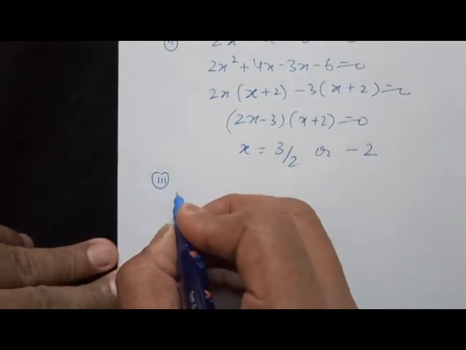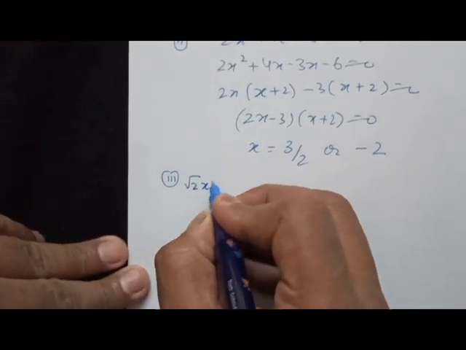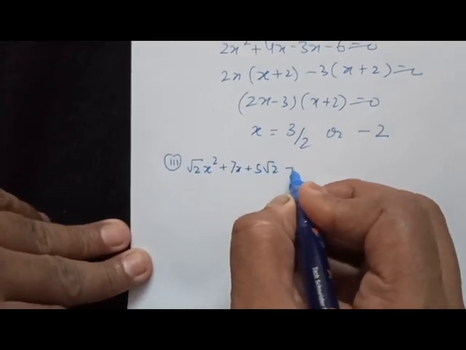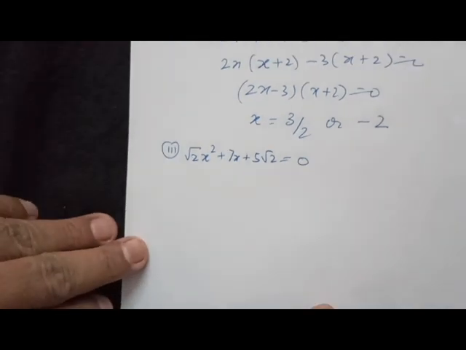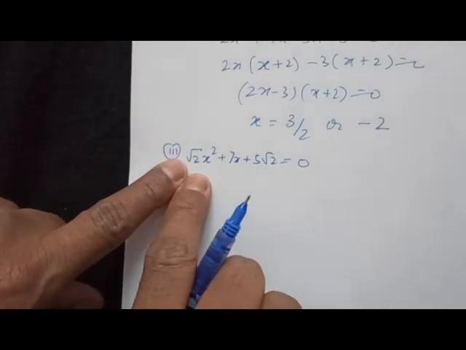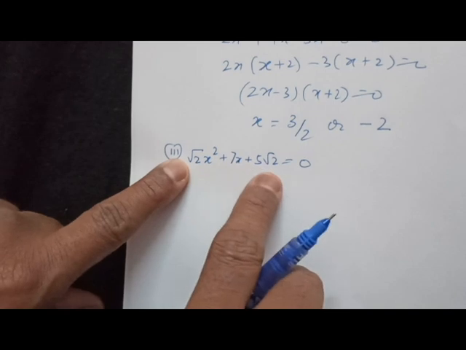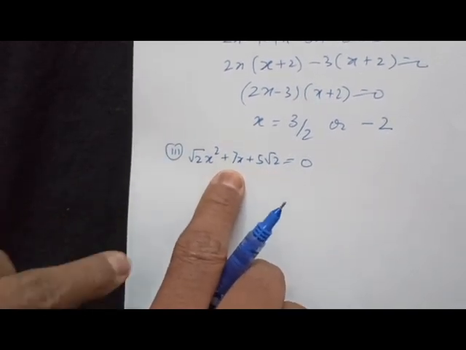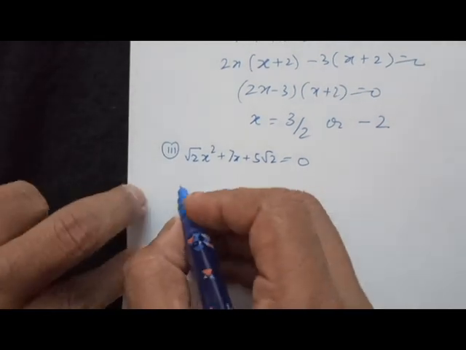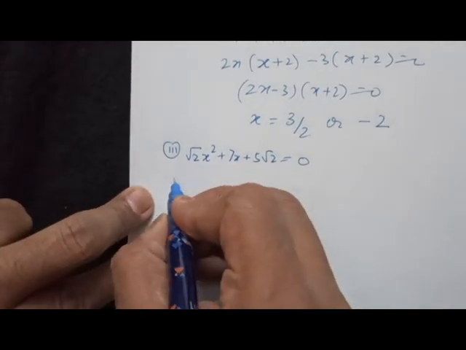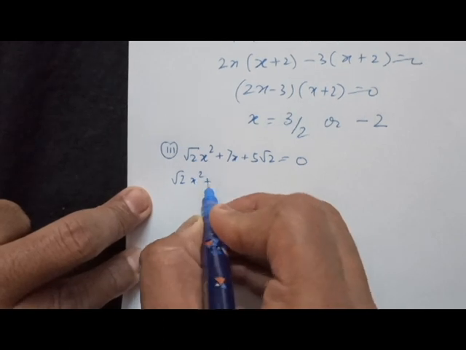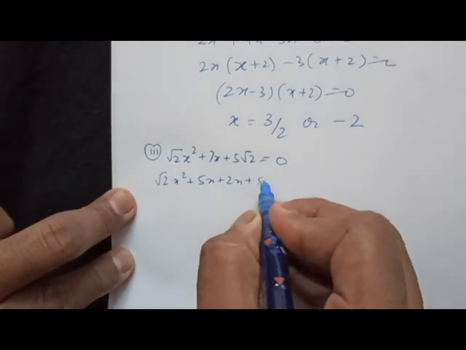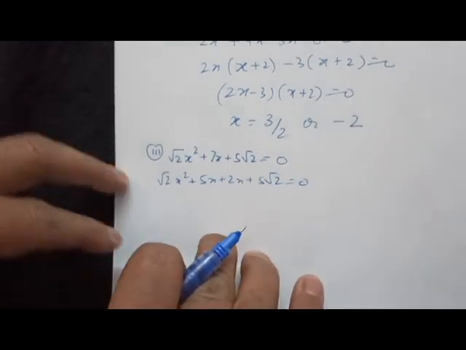The third one, root 2x square plus 7x plus 5 root 2 is equal to 0. So what is the product? Product is root 2 into 5 root 2. That gives you 10. And the sum required is 7. So we can take 5 and 2. So root 2x square plus 5x plus 2x plus 5 root 2 is equal to 0.